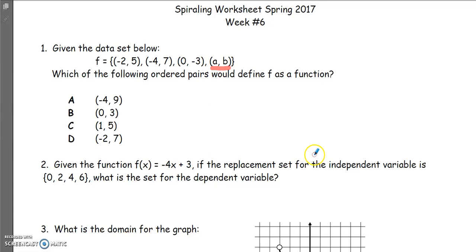So that means my x's cannot repeat. If I look at A, this is a -4. I also have a -4 here, so that would not work. B, I have a 0 in my x value, and this has a 0 for the x, so that one would not work. C, I have a 1 right here, and I do not have a 1 listed, so it looks like C is going to be it. And D was a -2, and I had a -2 already listed, so D, of course, would not be it. So C would have been the correct answer.